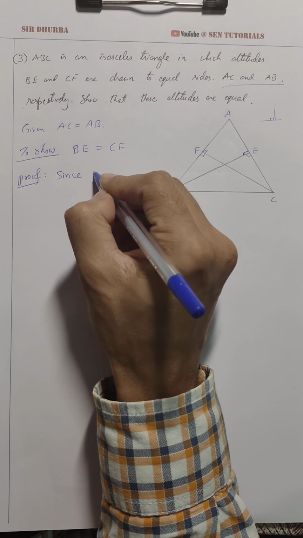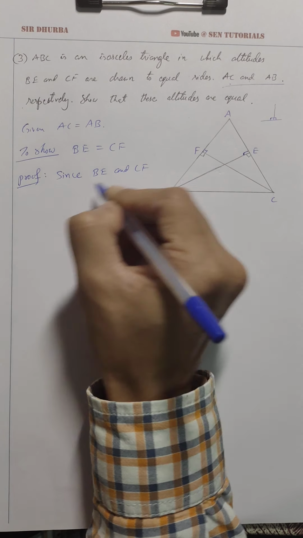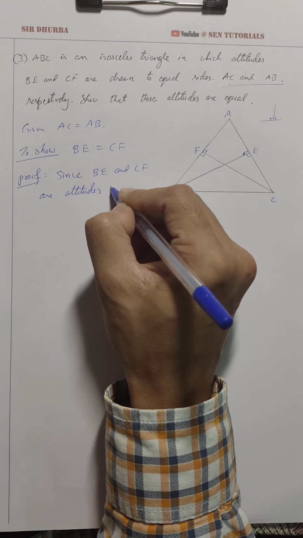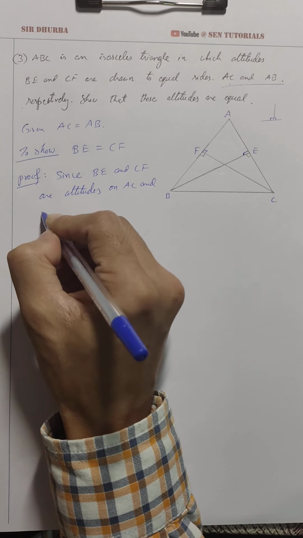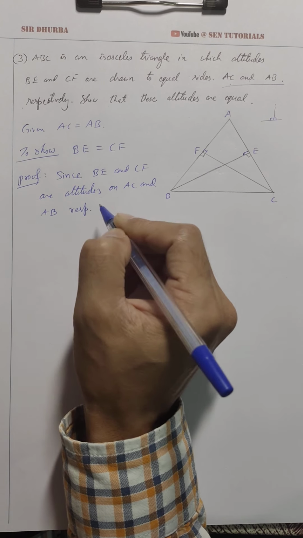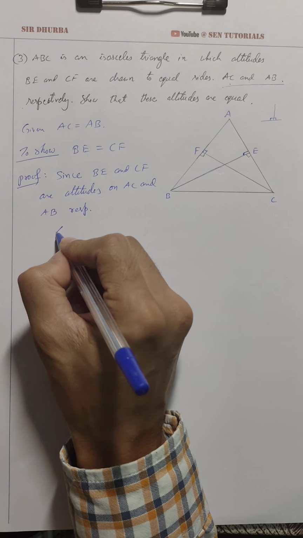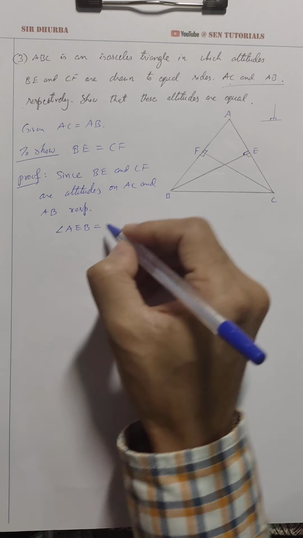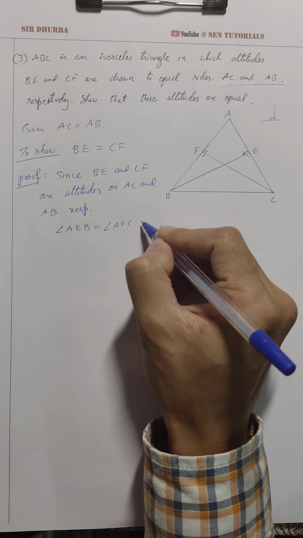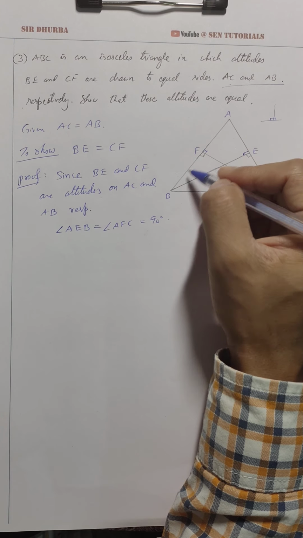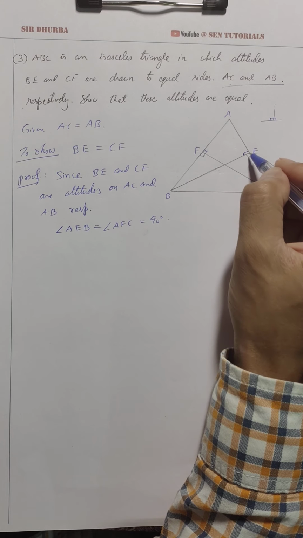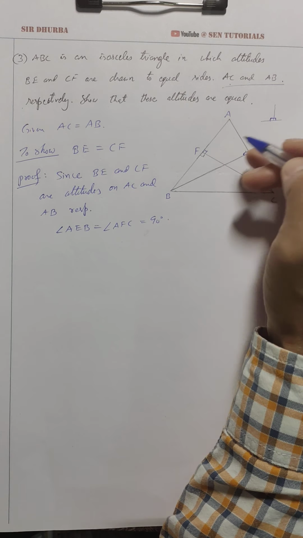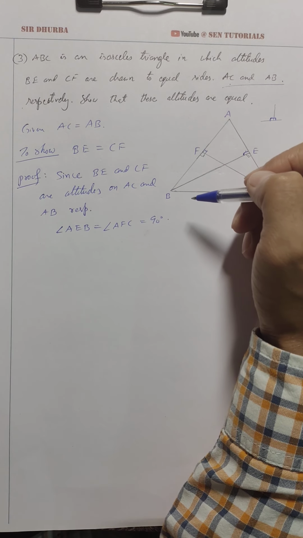Let me just write it down. Since BE and CF are altitudes on AC and AB respectively, angle AEB is equal to angle AFC is equal to 90 degrees. BFC and BEC are also 90, this side also 90, this side also 90. Perpendicular means both sides 90, 90 each. But I need these two angles only, so I'm just writing this one.